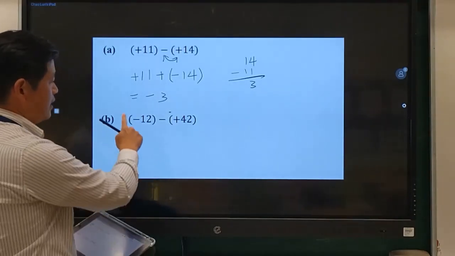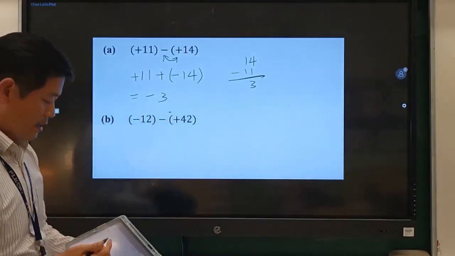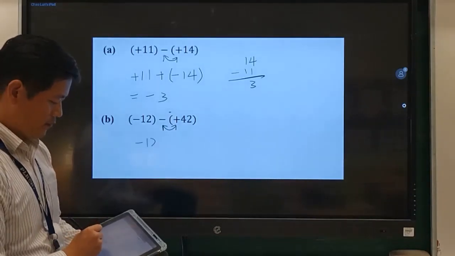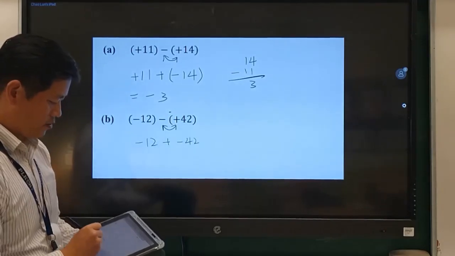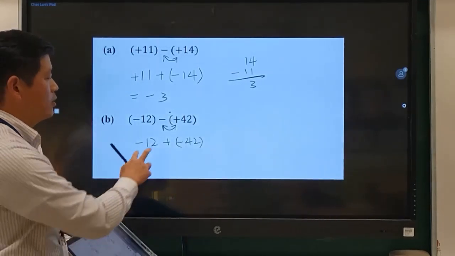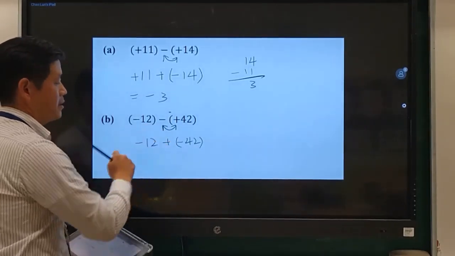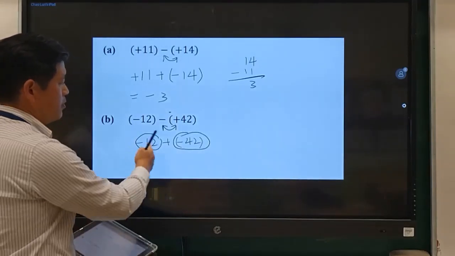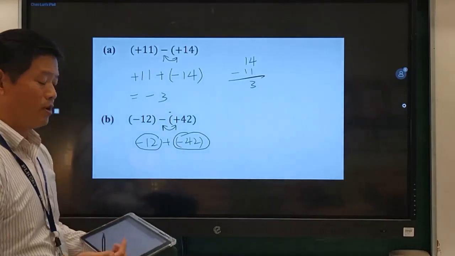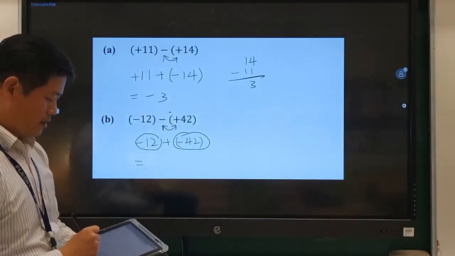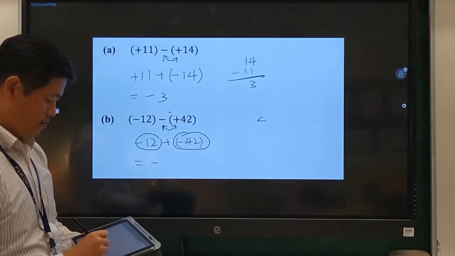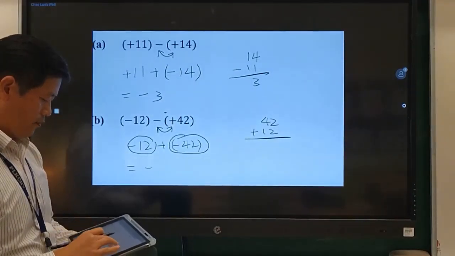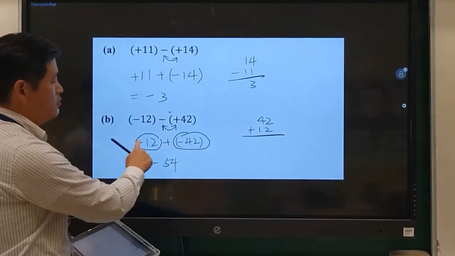Now lastly, I have negative 12 minus a positive 42. Again, I could swap these two signs. That becomes negative 12 plus a negative 42. Now they are both negatives. Now remember I used my legend of the two rings. They're both negative and they add to each other, so that means they're going to become more negative. So what's the total? That would be 42 plus 12, that would be 54. And it will become negative.